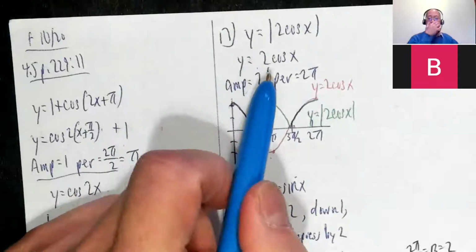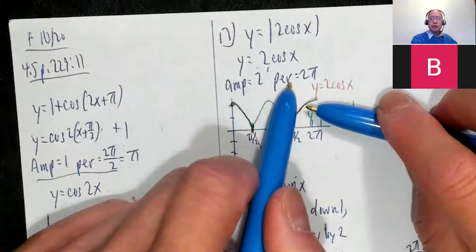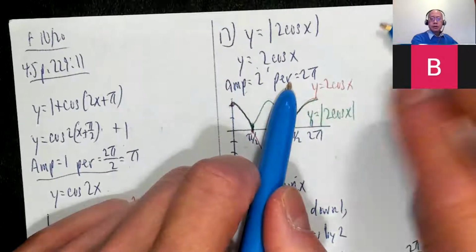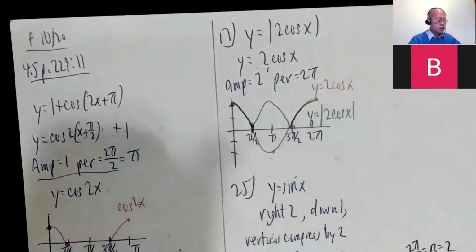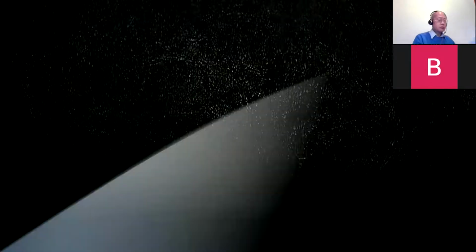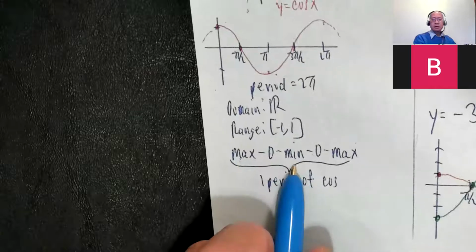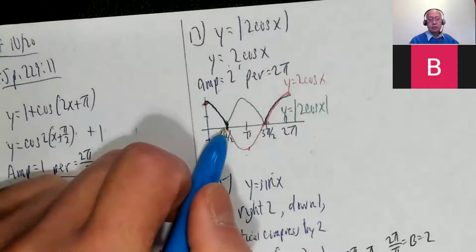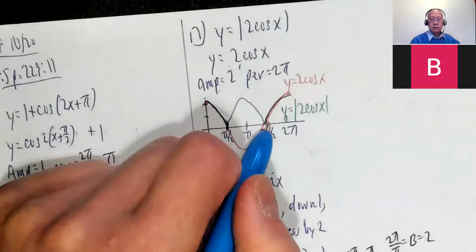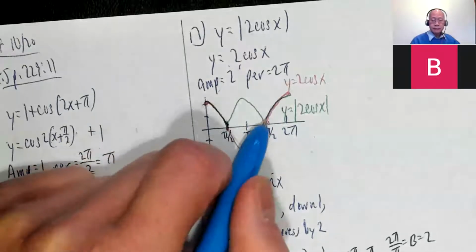So first I start off with 2 cosine x. Amplitude is 2, period is 2 pi. So in red, now you can't see all of the red, because the graphs kind of superimpose each other. Cosine goes maximum, midline, minimum, midline, maximum. So maximum, midline, yes, it's 0. Minimum, 0, maximum. So look only at this.